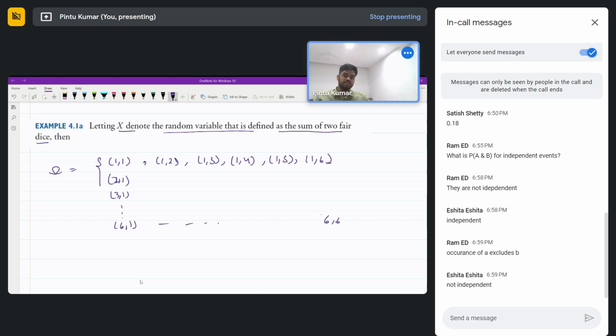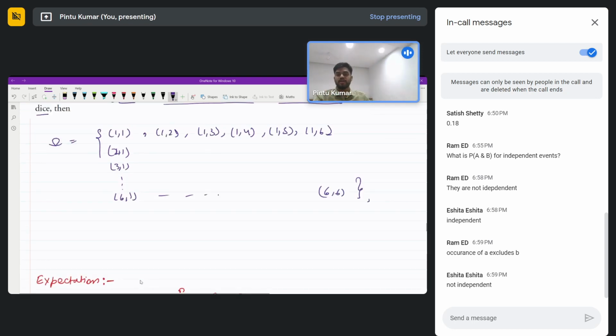At the end you get 6, 6, okay? So, this is the sample space that you have. This is a very big sample space. And if you are just interested in the sum of whatever you get on the dice, why worry about this big sample space, right? So, you can define the random variable as the sum of 2 dice, right? So, what are the values that this sum can have?